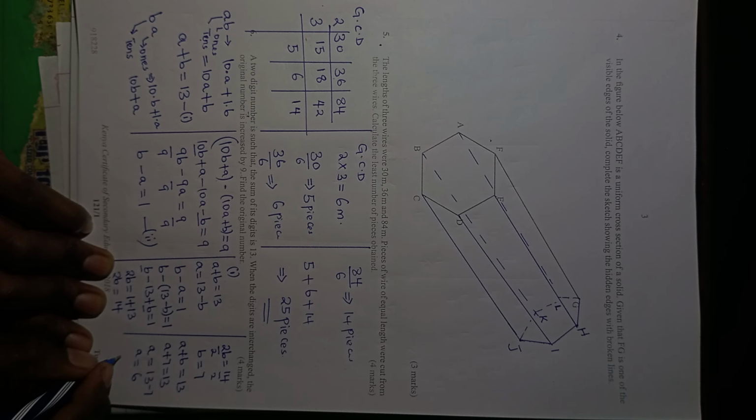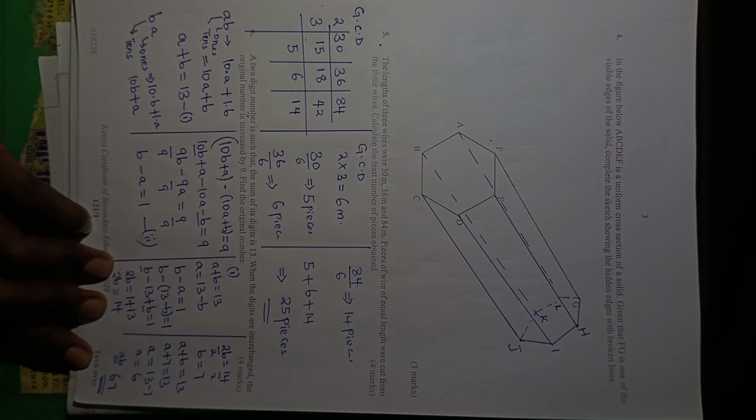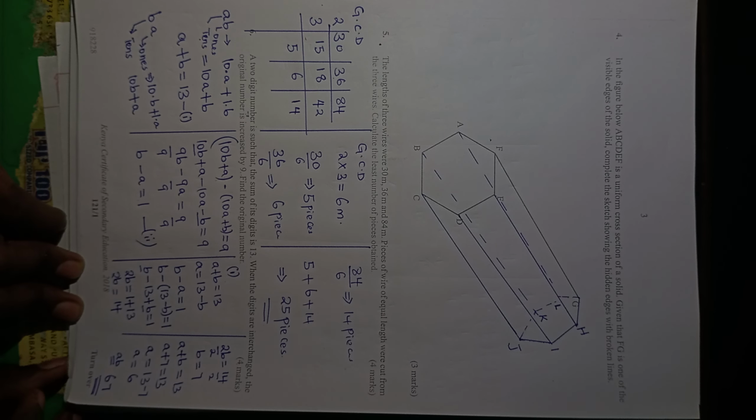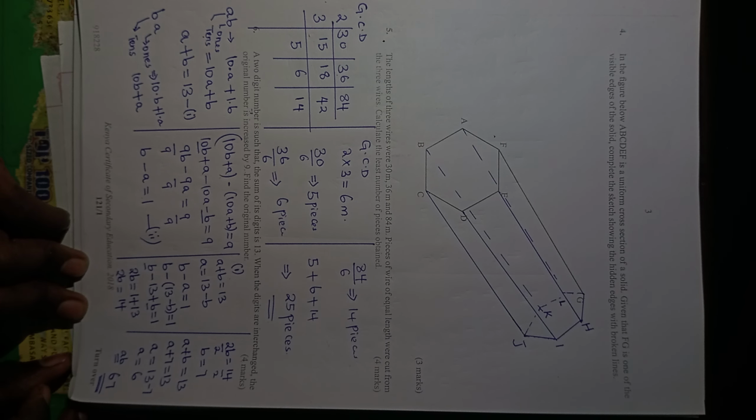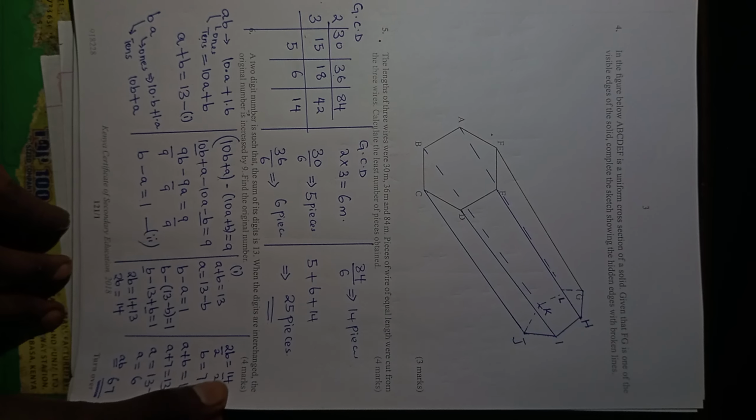So the number was ab. So if the number was ab, our a is 6 and our b is 7. So the original number was 67. We are done with question number 6. Let us go to question number 7.